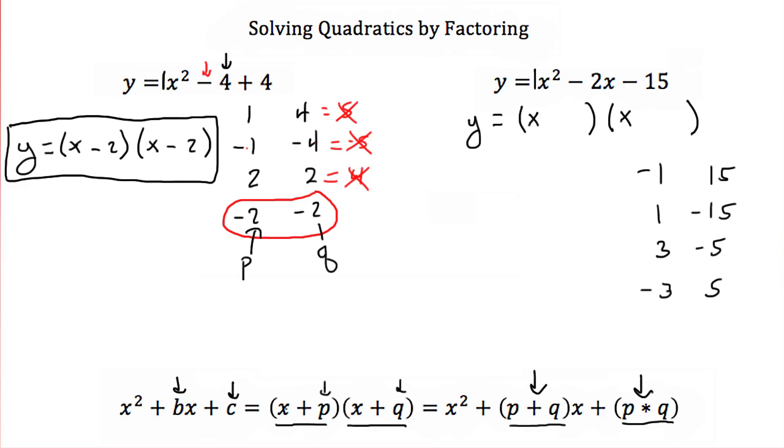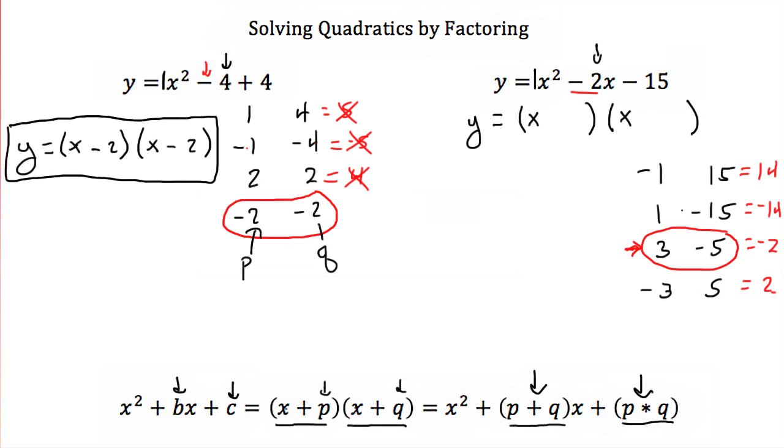So now we have to figure out if any of these will add together to give us our negative 2. And the only ones that do are this 3 and negative 5. Again, if I add a negative 1 and a positive 15, I'll get 14. If I add a negative 15 and a positive 1, I'll get a negative 14. Negative 5 and 3 gives us a negative 2. And then 5 and negative 3 gives us a positive 2. But we need a negative 2. So it's this combination of numbers right here.